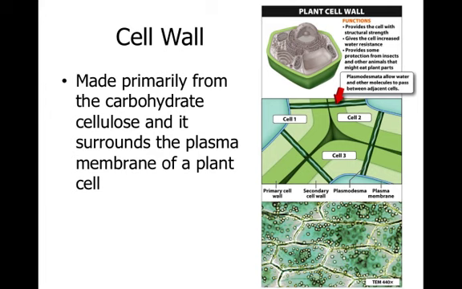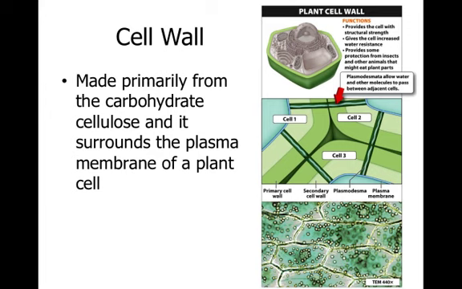So next we're going to take a look at the cell wall. And remember, the cell wall is only found in plant cells. We do not find a cell wall in any animal cells at all. The cell wall is made primarily from the carbohydrate cellulose. Remember, we talked about that in chapter 2. Cellulose is one of our complex carbohydrates, and it is very strong. So strong, in fact, that we cannot break it down as humans, and it makes up the cell wall.